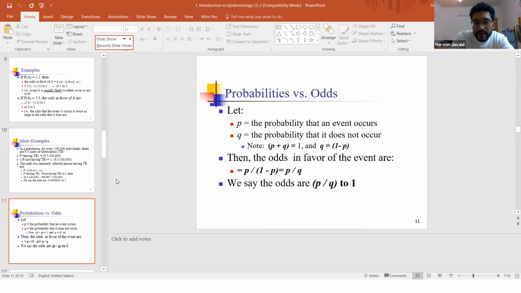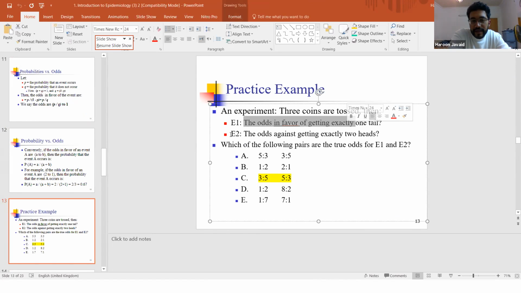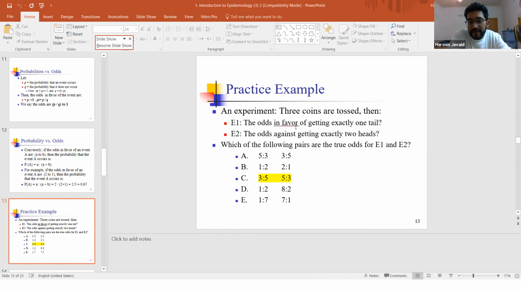But you can't have odds ratio over there, because here we're not comparing two different groups. They just used one example in which they have one odds and then a second odds. It's not that they're comparing one odds to another, so we can't call this an odds ratio. We can calculate the odds. For example, they want us to know the odds in favor of getting exactly one tail. So let's focus on this part. We're just calculating odds, not odds ratio.